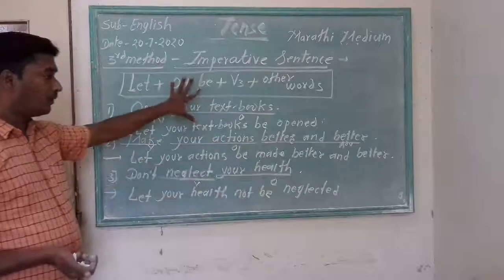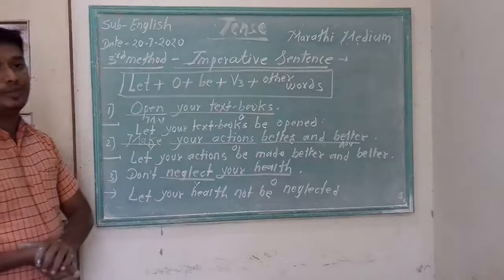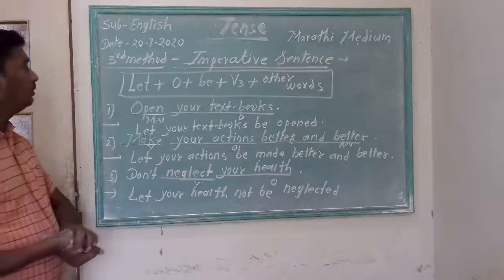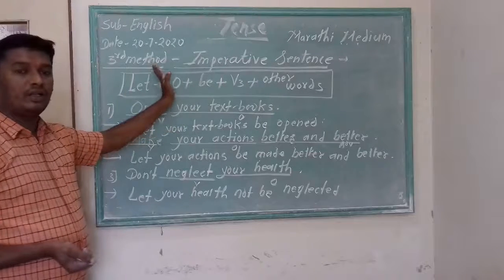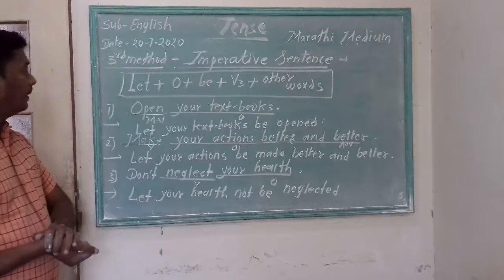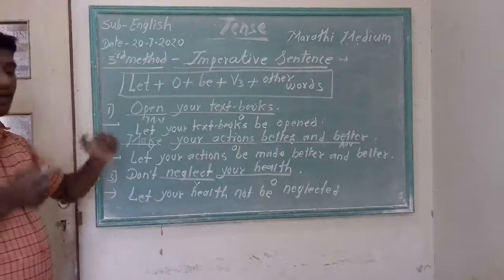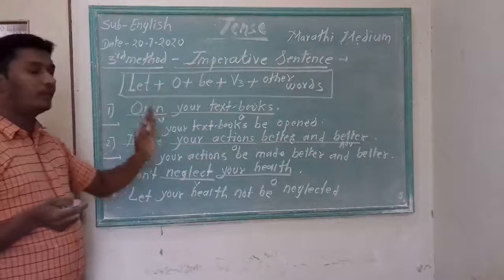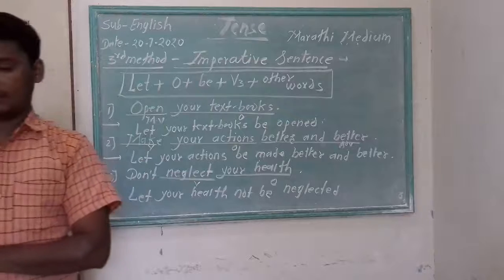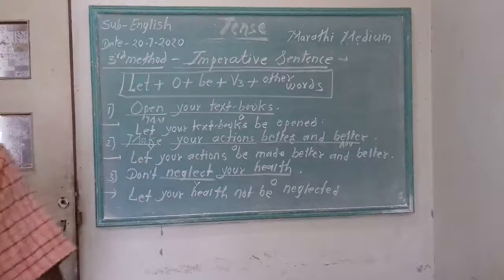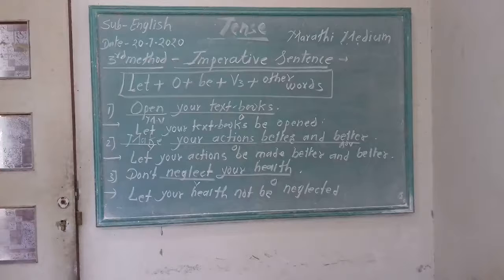Okay. These are the examples of imperative sentences. Now first write this structure in red pen and box it. After this structure, take one line in blue pen.